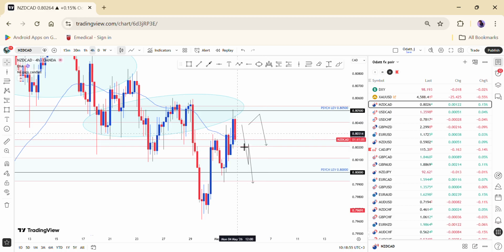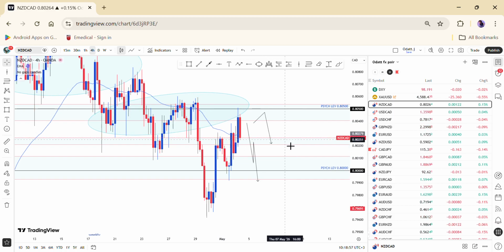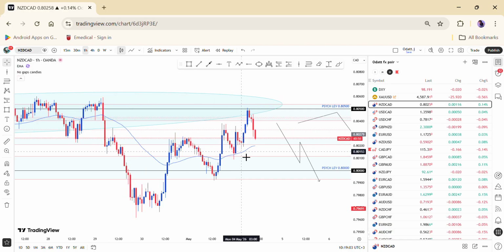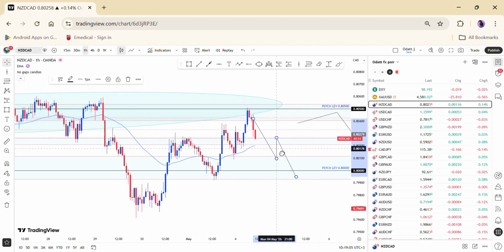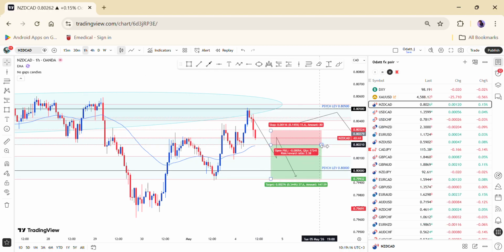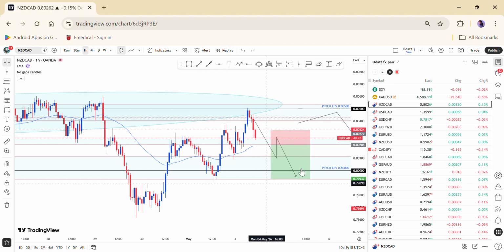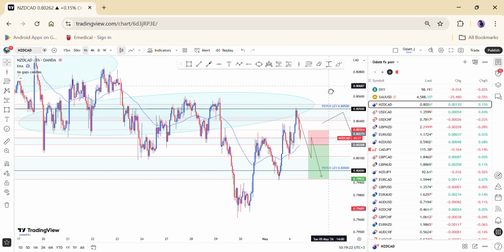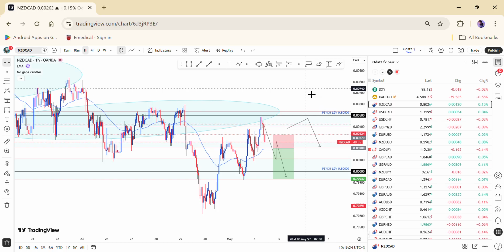I'll be interested in taking the trade when we break and retest this second area of interest, because of the 1 hour shift of market structure. So I'll be interested when this price breaks and retests this structure point, so that I can take this trade down to here. For now I'll be patient and wait for this trade to break and retest. So this is the NZD CAD. I'm more interested in taking sell opportunities to the downside.